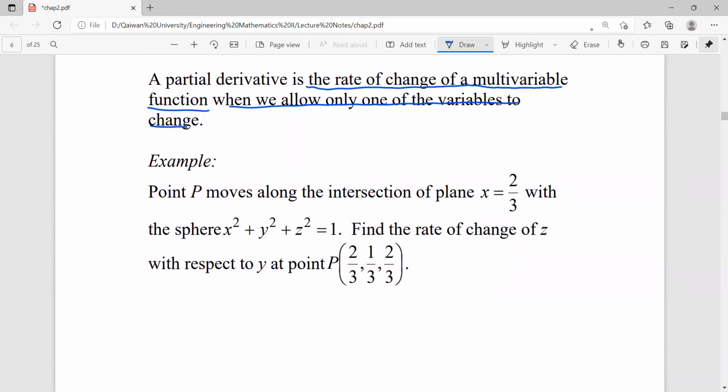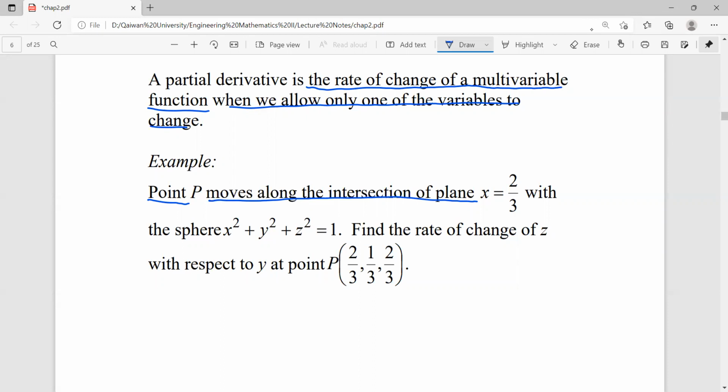Here, we have an example. Point P moves along the intersection of a plane and a sphere. In R3, we have no lines. When we say x equals a number, that means it's a plane. Here x is 2/3. That means here at 2/3 on this x-axis, we have a plane like this, a plane going down and up, and in these directions also.